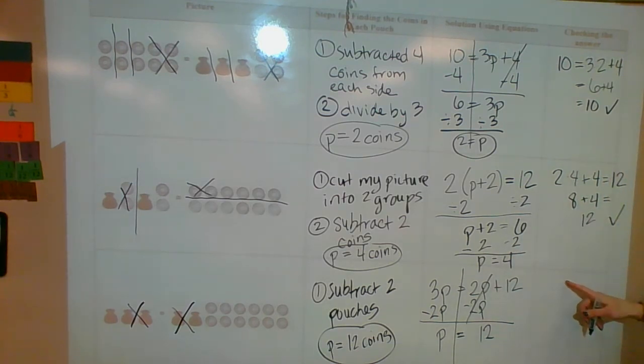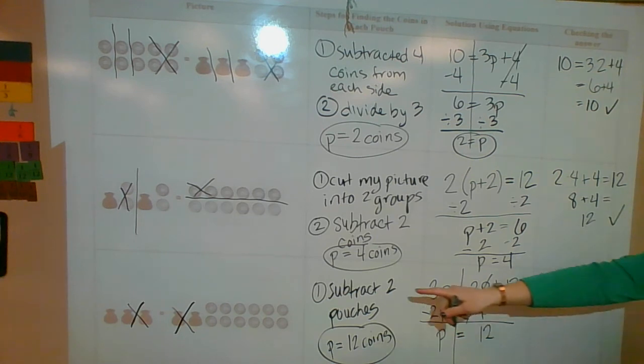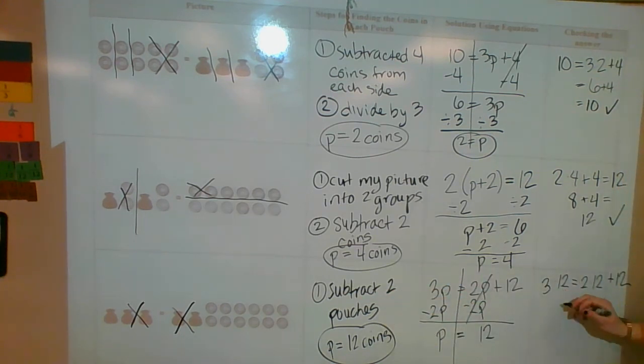And of course, let's do the check step. 3 pouches, each with 12 coins. Is that equal to 2 pouches with 12 plus my extra 12? 3 times 12 is 36. 2 times 12 is 24. When I add my 12, I do get 36, and this equation works out.